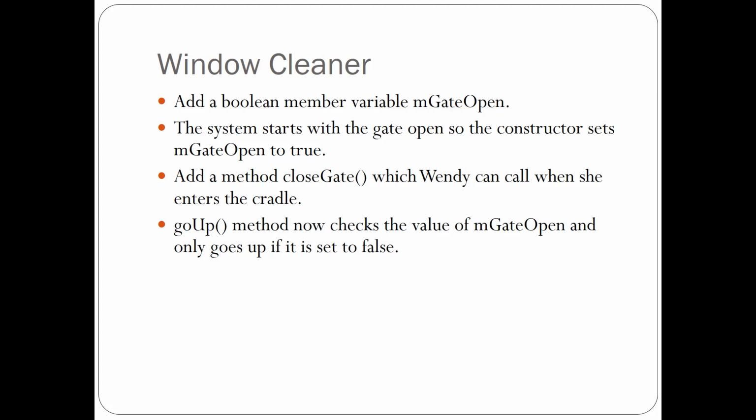Obviously we're going to have to put some health and safety checks in there. So when we call the go up method, we're going to have to check the value of mgate open, because she's only going to be allowed to move up in the cradle if the value of gate open is set to false. Otherwise she's going to be moving up the side of a building with the cradle open, and we don't want that.